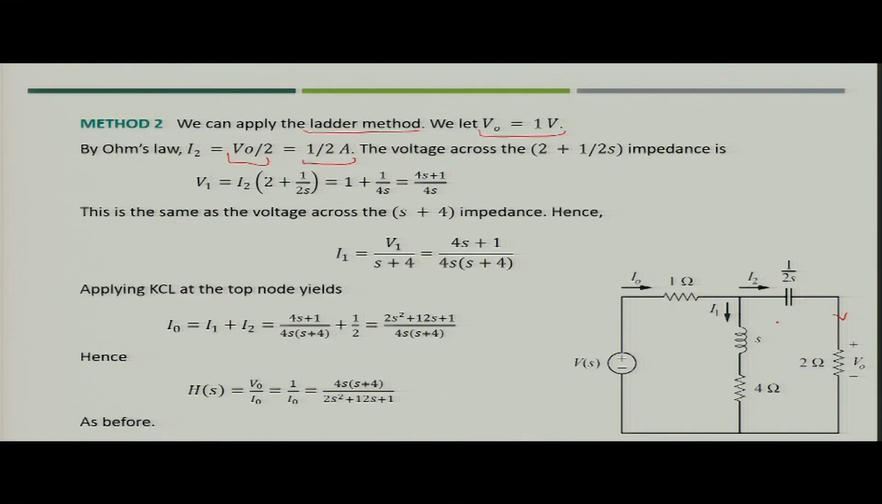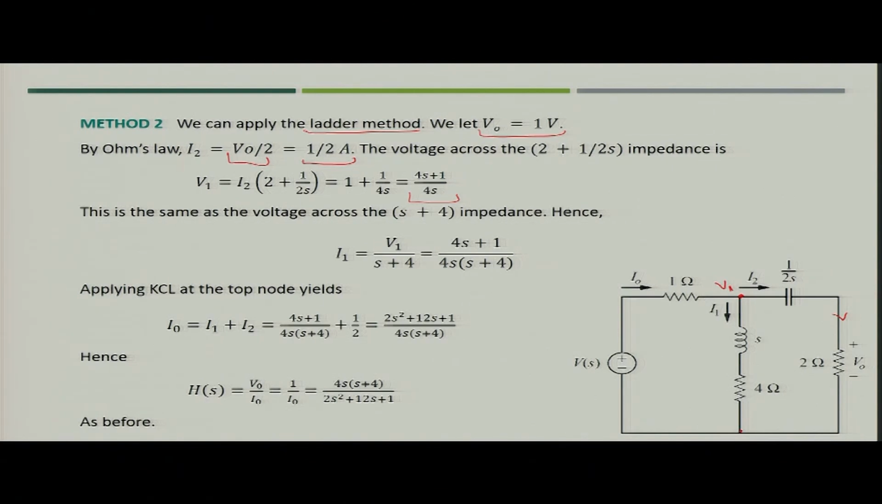Now, when you know the value of current I2, you can find the voltage V1 which is across this particular leg. The voltage across this as well as across this leg will remain the same because both are in parallel. So, we find V1 in terms of I2. V1 is nothing but I2 into (2 plus 1 upon 2s). When you put the value of I2 equal to 1 by 2, you get V1 is nothing but (4s plus 1) upon 4s.